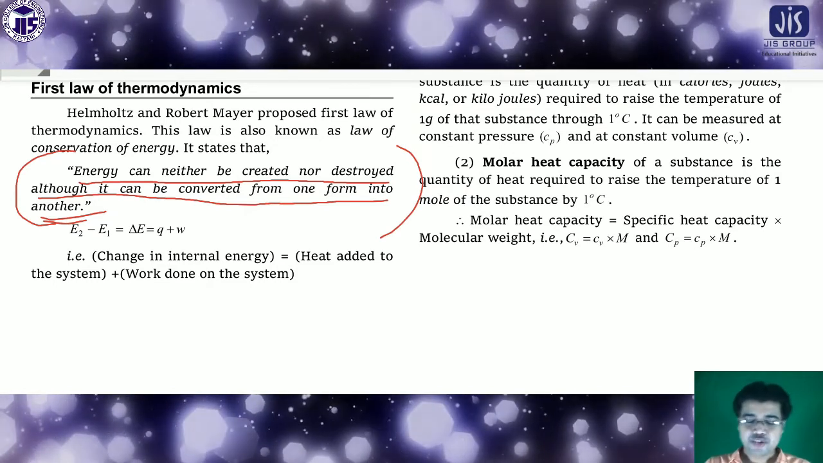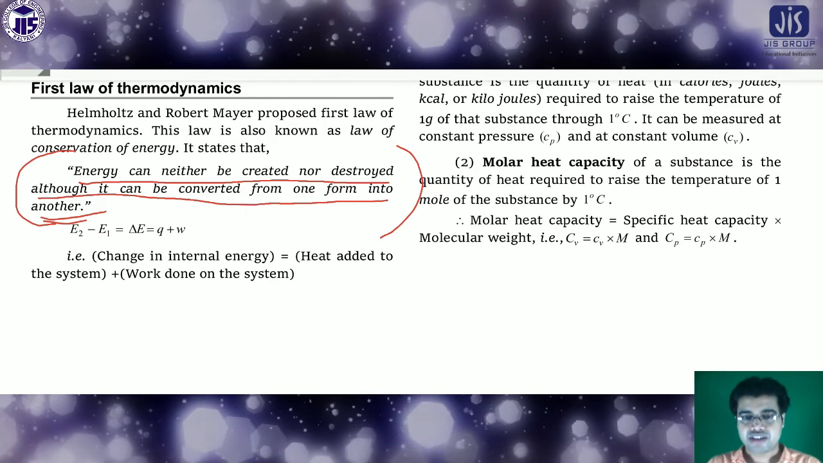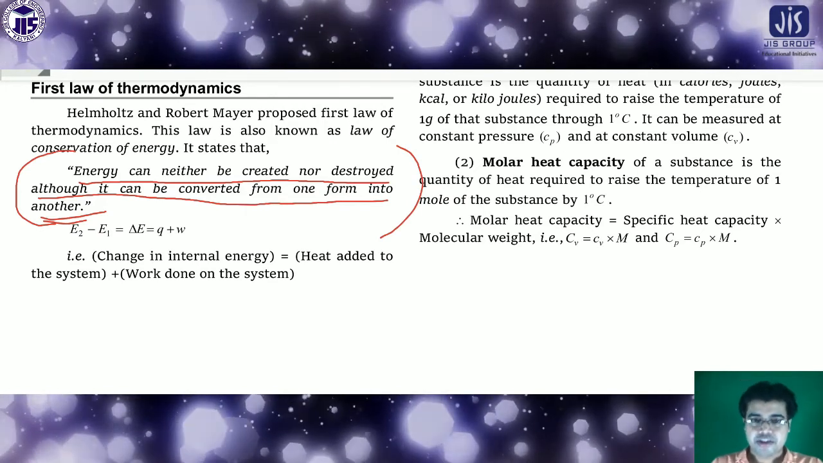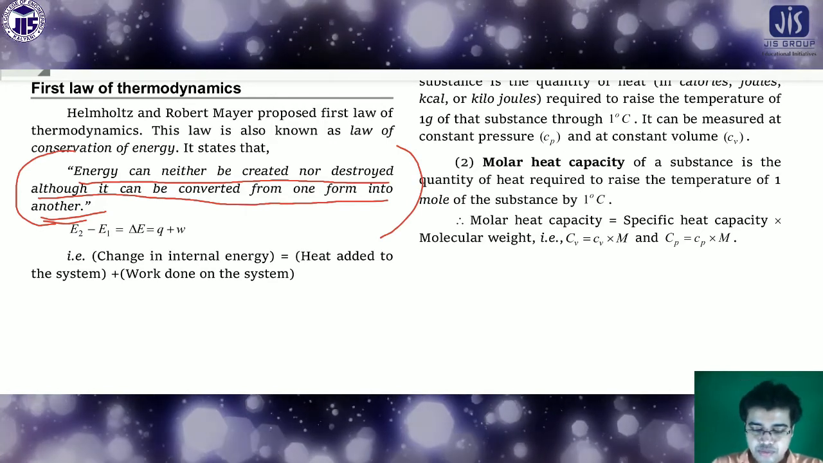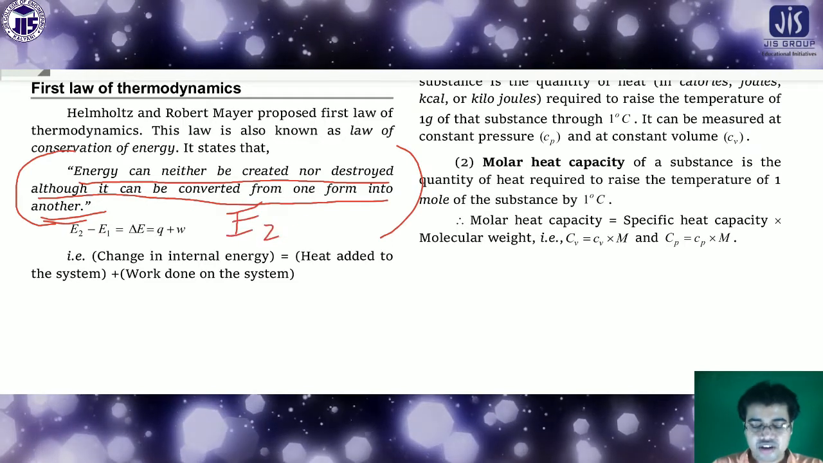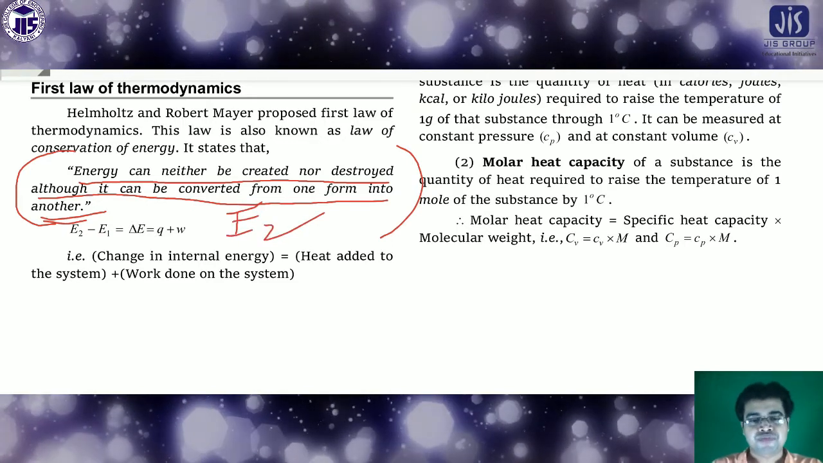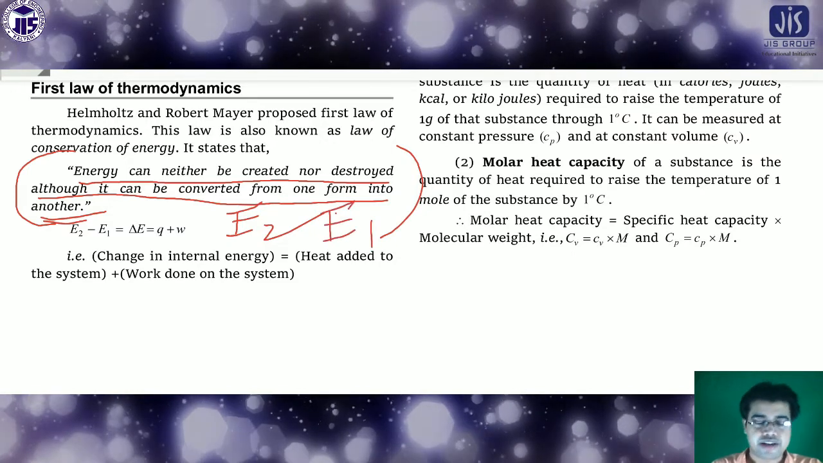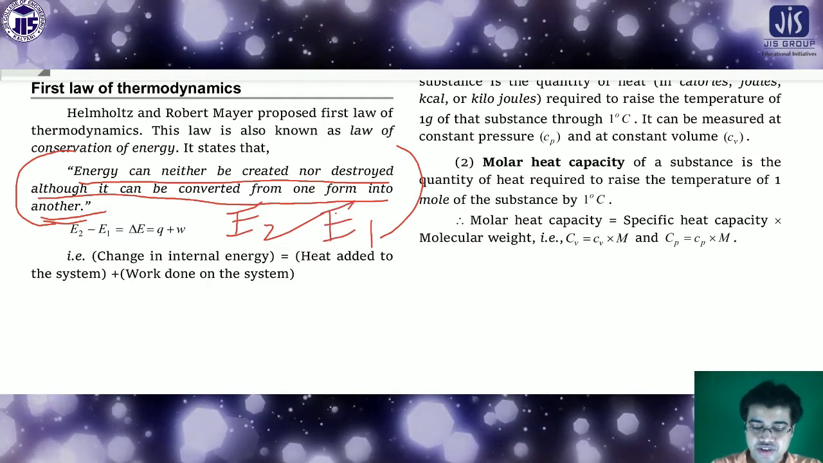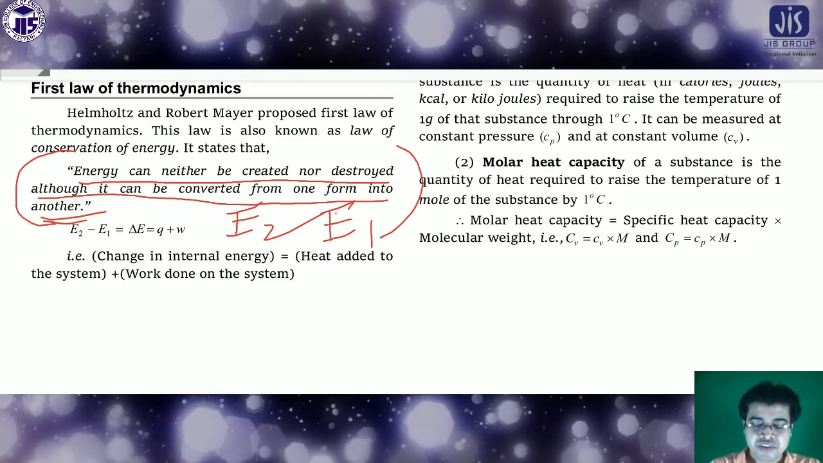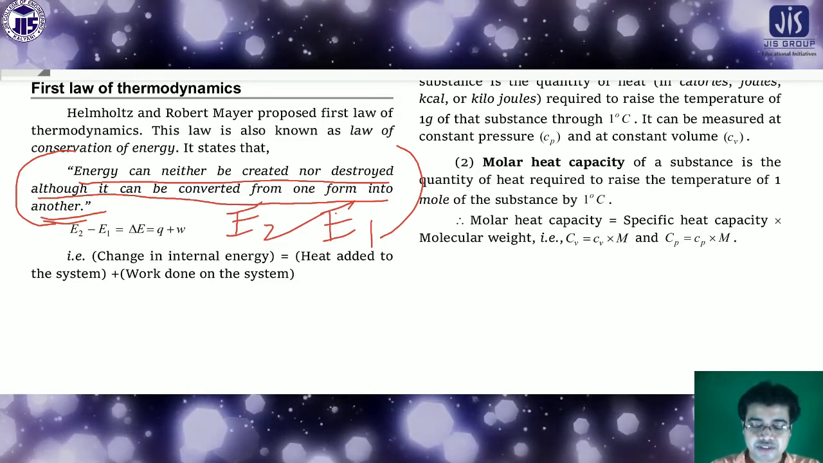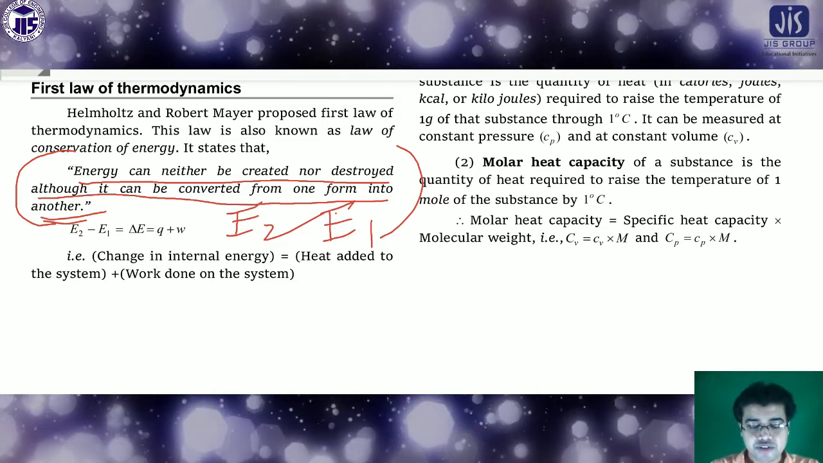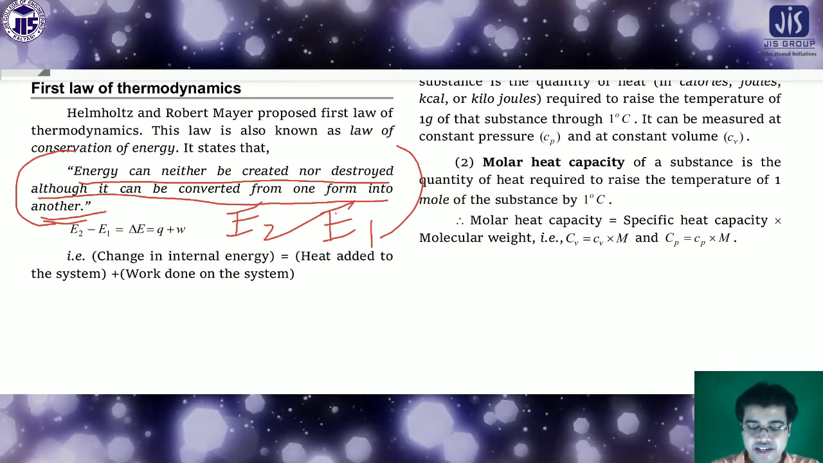So look here, E2 minus E1. What is E2 minus E1? E1 is the energy of the initial stage, and E2 is the energy of the final stage. So according to the first law of thermodynamics, E2 minus E1 equals delta E, the change, and delta E equals Q plus W.